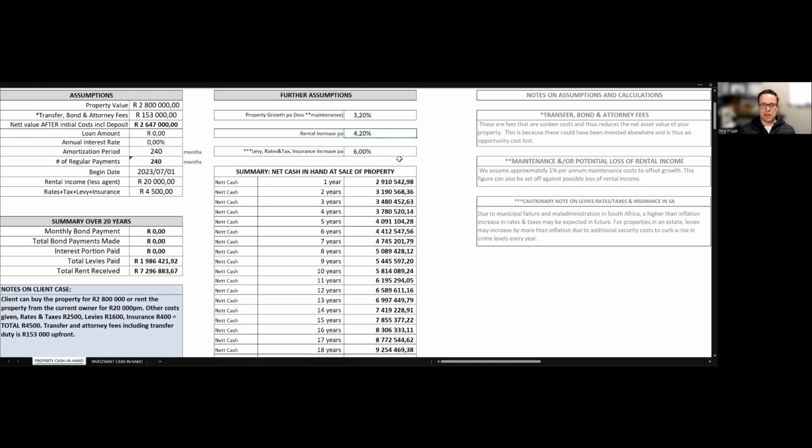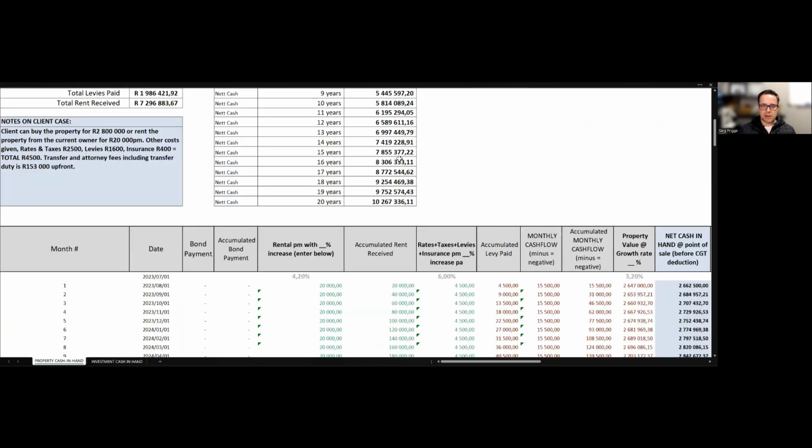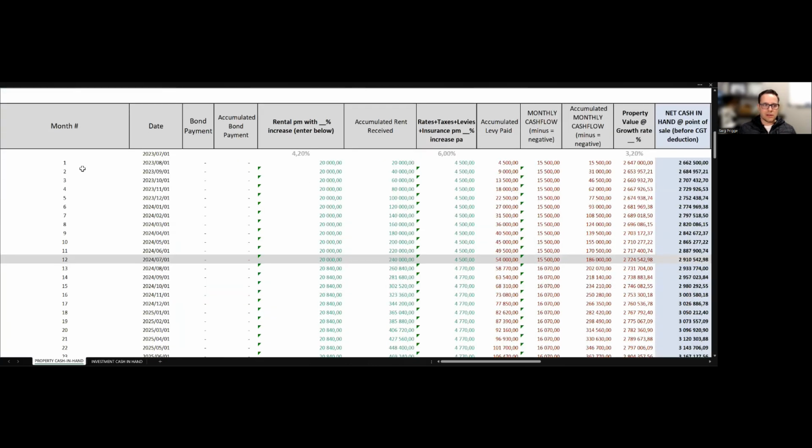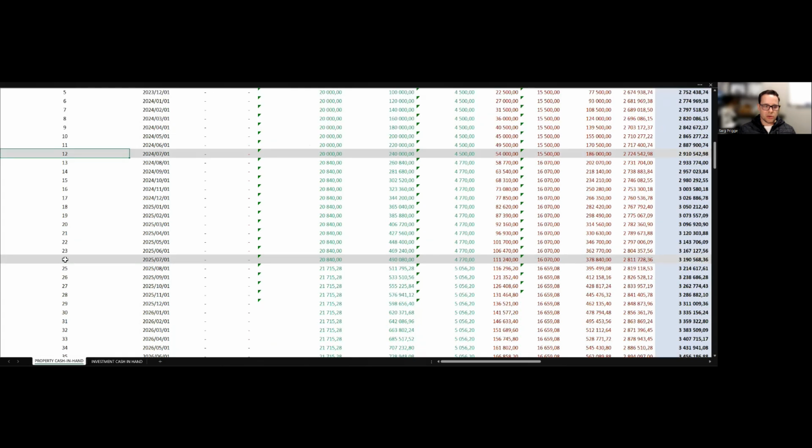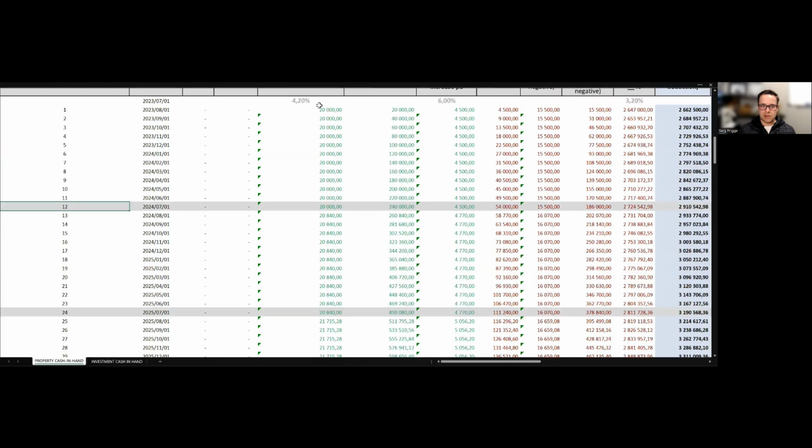Okay, so let's see how the calculator works down here. It's a very detailed calculator. On the left-hand side, you can see every month is represented by a line or a row, and then every 12 months, or every year, is represented by a gray line. So let's look at year one.